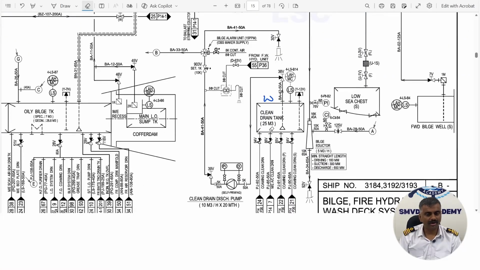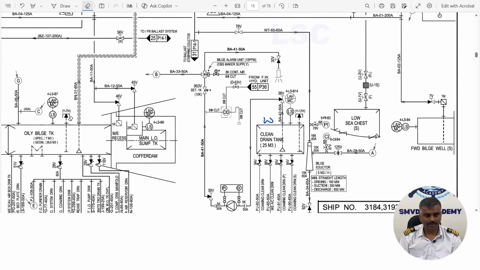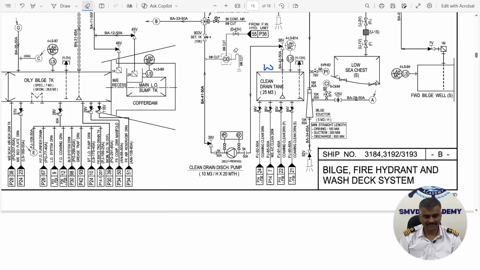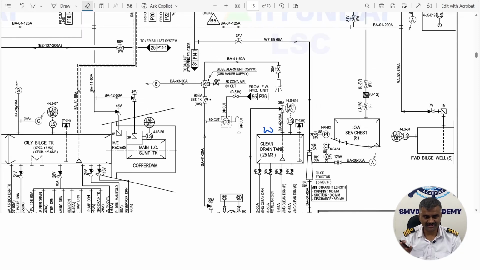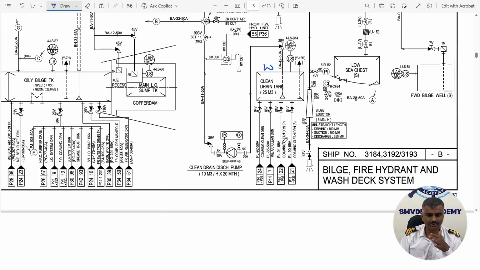Okay, so in the block diagram we had seen the components in which we did not have this special component here. So in this pipeline, or in this system, we have got a clean drain tank also. Okay, so this system has a separate component which is the clean drain tank. This is just like your bilge holding tank.